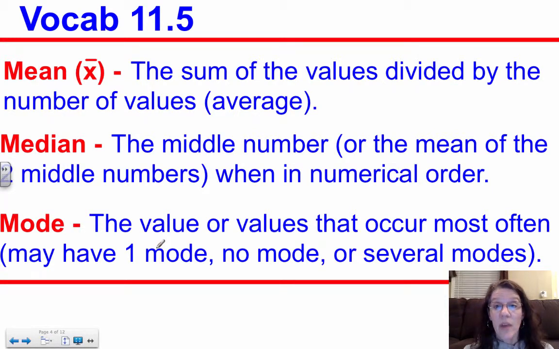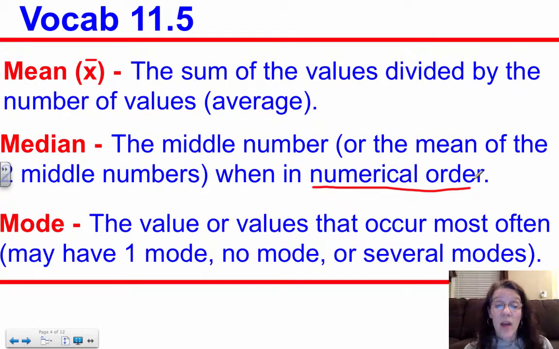Mean is the sum of the values divided by the number of values. It's also called your average. Median, that's the middle number or the mean of the two middle numbers if there's an even number when they are in numerical order. This is extremely important that they be in numerical order.